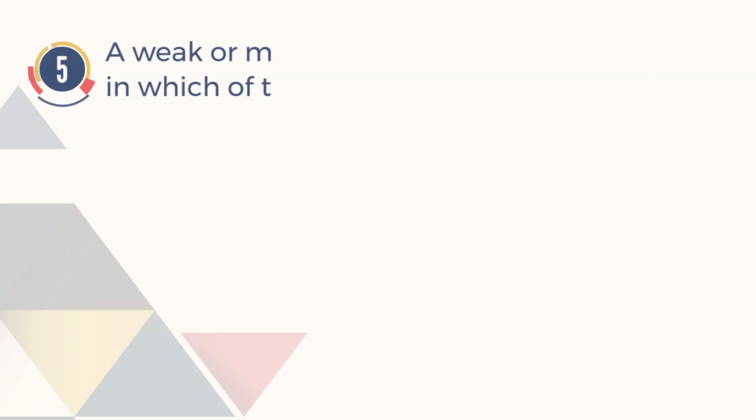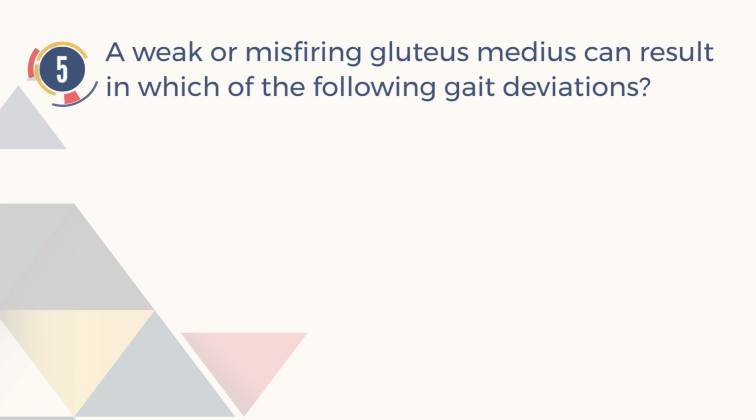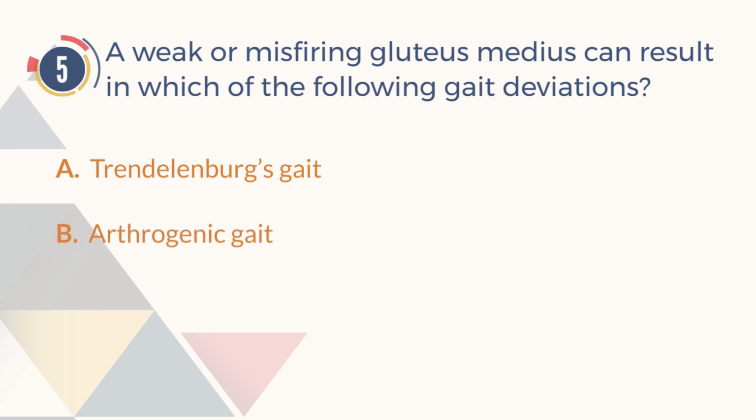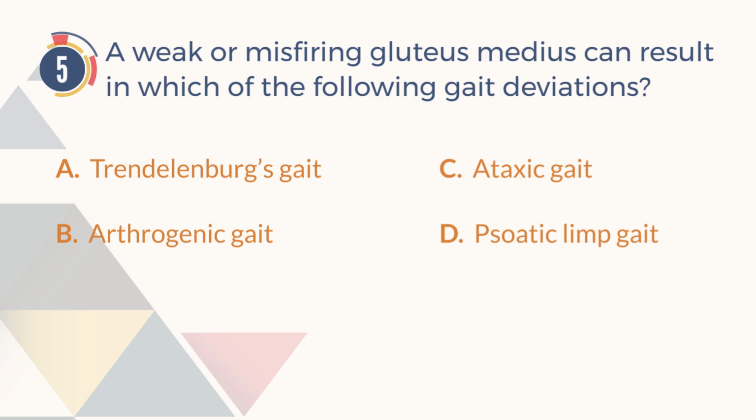Number 5. A weak or misfiring gluteus medius can result in which of the following gait deviations? A. Trendelenburg's gait. B. Arthrogenic gait. C. Ataxic gait. D. Psotic limp gait. The answer is A. Trendelenburg's gait.